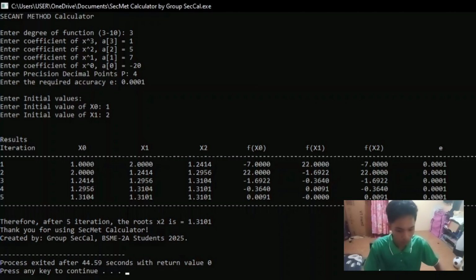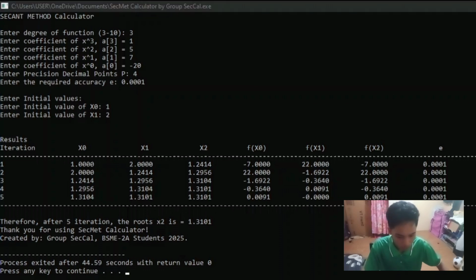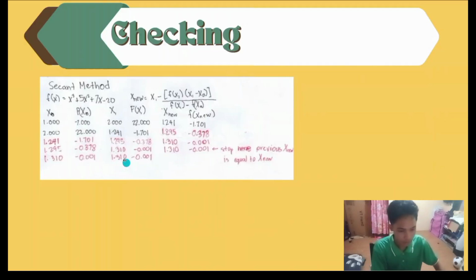Let's see if our answer is correct. So checking. Okay, so here's the answer. We have 1.310. So our answer is correct. This answer is from our instructor. Thank you, Sir Jazz, for the answer to the problem. So we have 1.310. This is manually answered by our instructor.